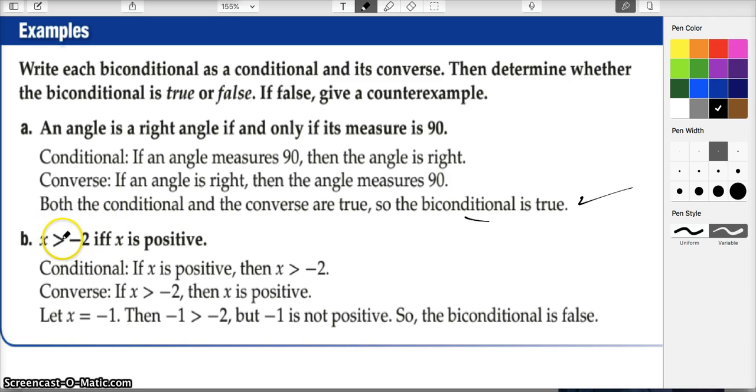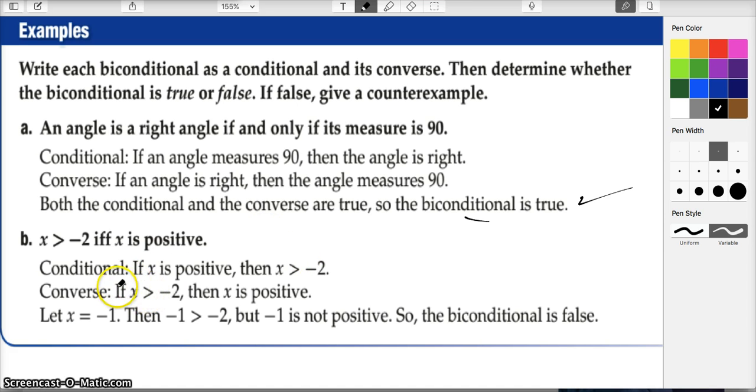Let's take a look at this guy. X is greater than -2 if and only if X is positive. Understand the statement? Let's check out the conditional. So the conditional would just be one way, starting with this and going here. They started with this. If X is positive, then X is greater than -2. That's true, right? If X is positive, it's got to be greater than -2.